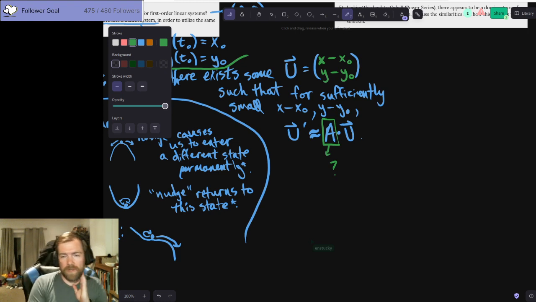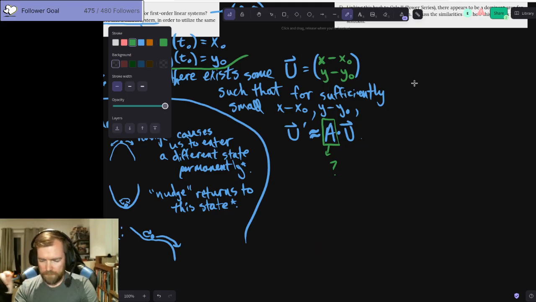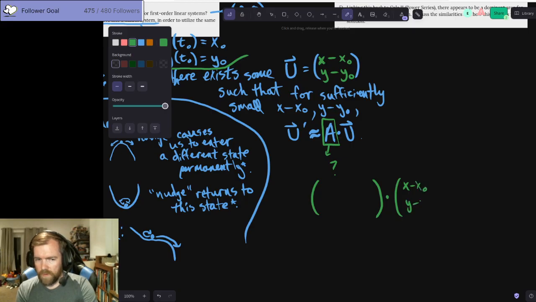So what we're going to do for our transformation matrix is we're going to say that the change in any particular direction, so u prime, essentially, you know, how we're multiplying our u vector. So we're going to get our A vector here times our u vector, x minus x0, y minus y0. Alrighty. Awesome.